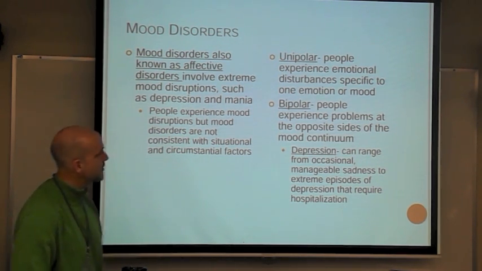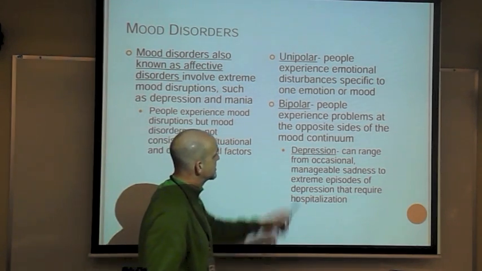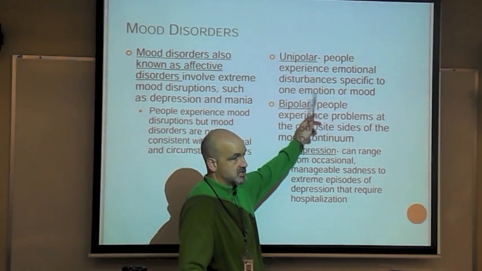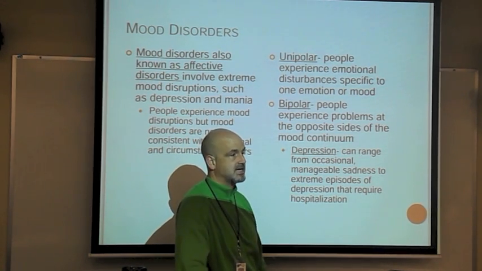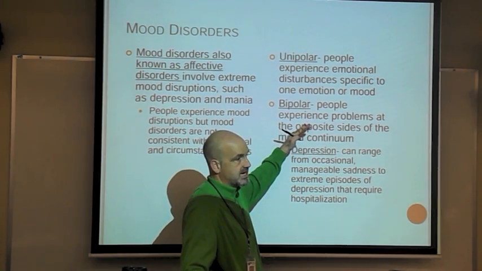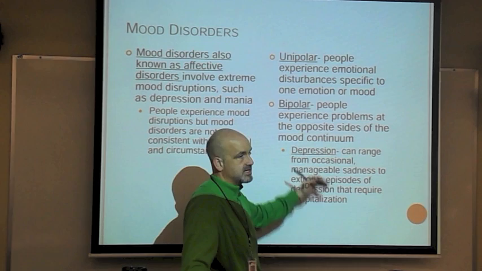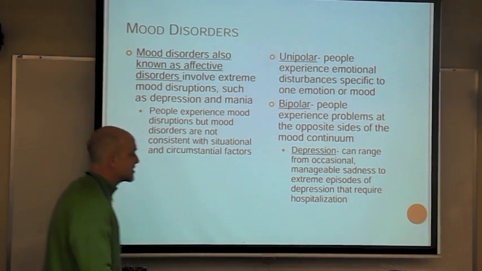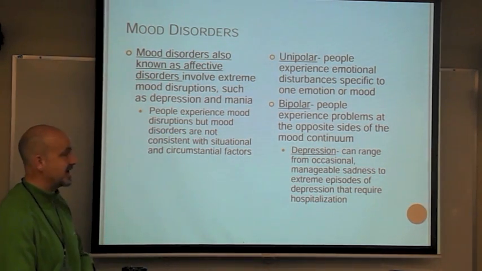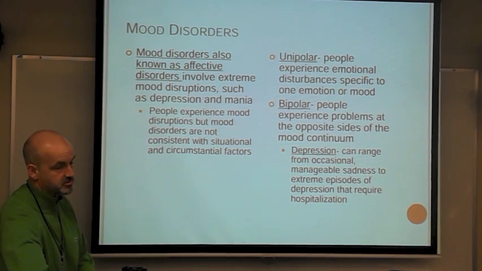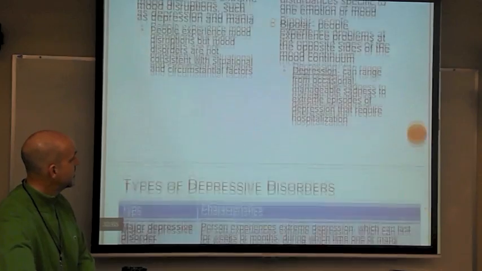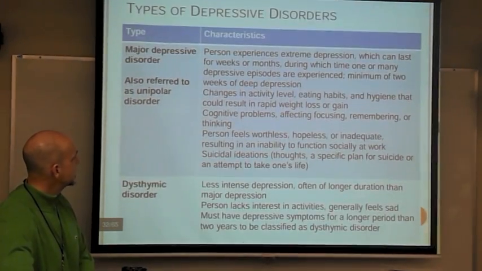Now, unipolar are people experiencing emotional disturbances specific to one emotion or mood. This is depression. Bipolar, people experience problems at the opposite sides of the spectrum. In other words, one side is excitement and one side is depression. Now, depression can range from a number of things, from manageable sadness where you're still able to work, to extreme episodes of depression that require hospitalization due to harm of the body.